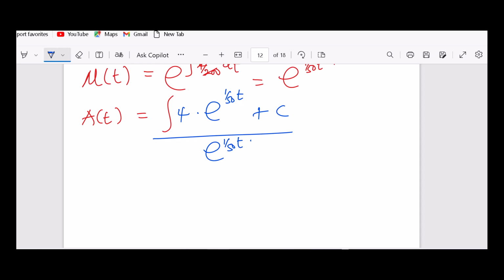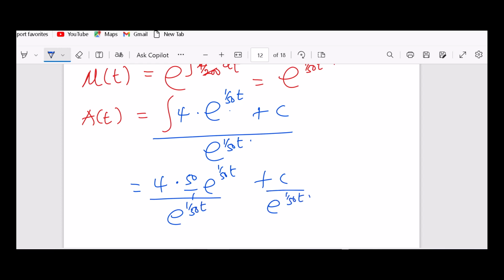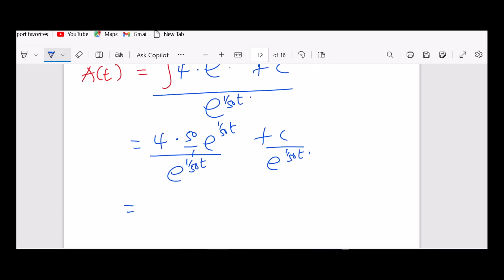So here we integrate as usual, and if we integrate this, that will just be 4 times 50 over 1, e power 1 over 50 t, plus c, over e power 1 over 50 t. And so here we'll get 200 e power 1 over 50 t, but this and this will cancel each other, so I don't even need to bring this again. So we just get 200 plus c e power negative 1 over 50 t.